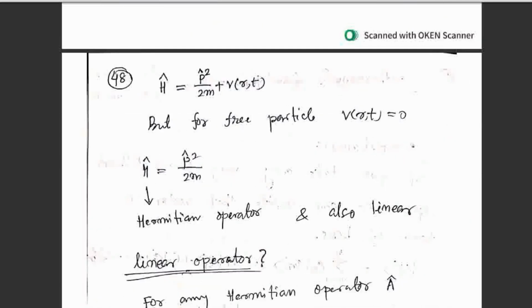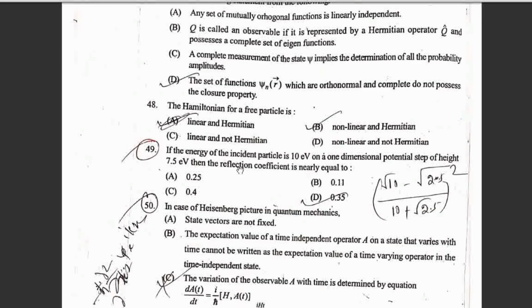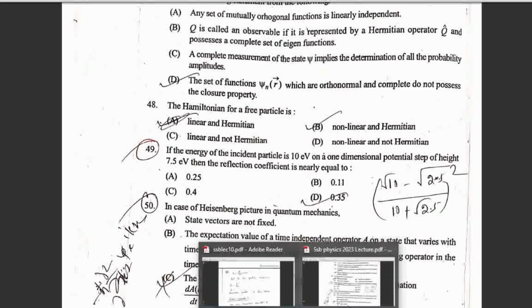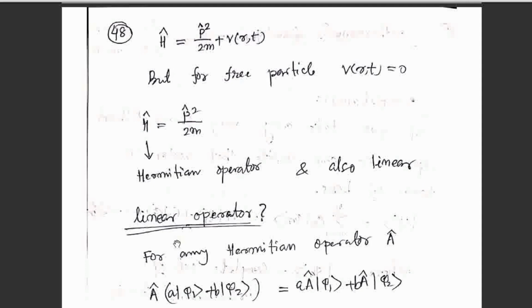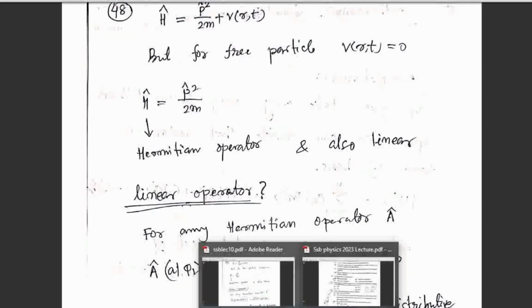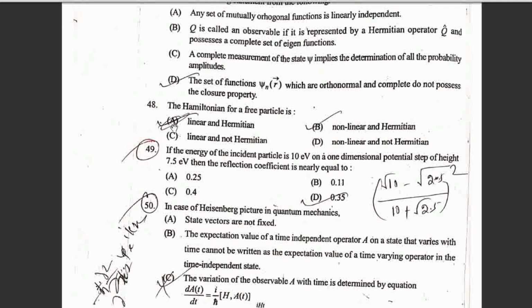Now coming to question number 48. Question 48 has asked about the Hamiltonian of a free particle. Hamiltonian of a free particle means there is no potential term, only the kinetic energy term is present. Now if the potential energy term is 0, that means the Hamiltonian is equal to p square by 2m. And any operator in quantum mechanics is a Hermitian operator, and it is a linear operator. So that's why option A is the correct one. Okay, this is the correct option.